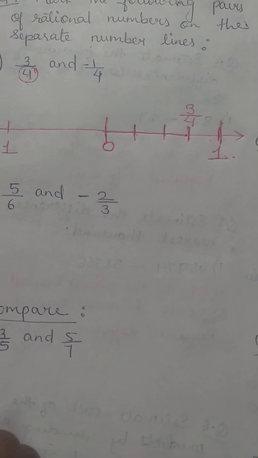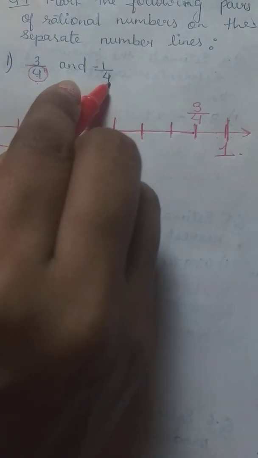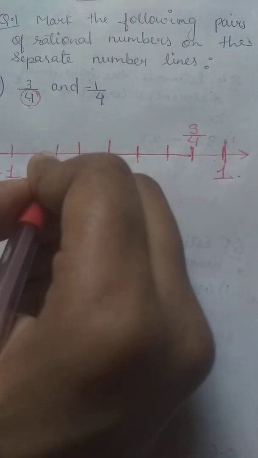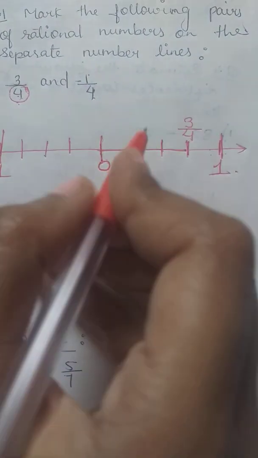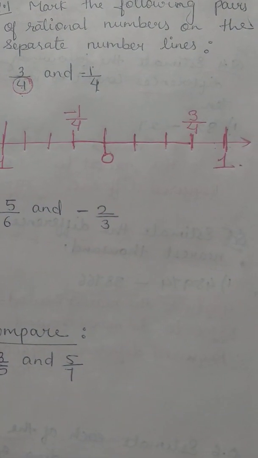Now this side, same. 4 in the denominator, so 4 equal parts: 1, 2, 3. But what is in the numerator? 1. So from 0 we move 1 step towards the minus side, so it is minus 1 upon 4. Hope you are clear with it.